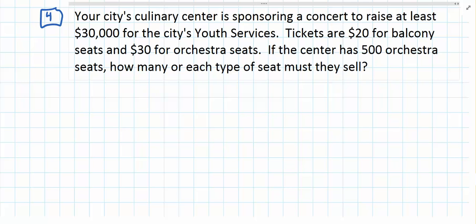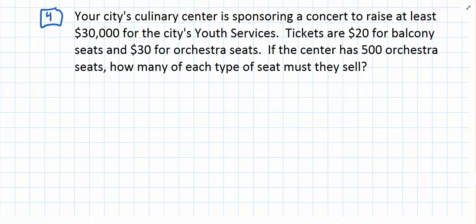Okay, so the first thing that we want to do is what? Whenever we have a word problem? Yeah, good. We're going to define our variables. So what do you guys want to do? Let's define some variables. I like it.